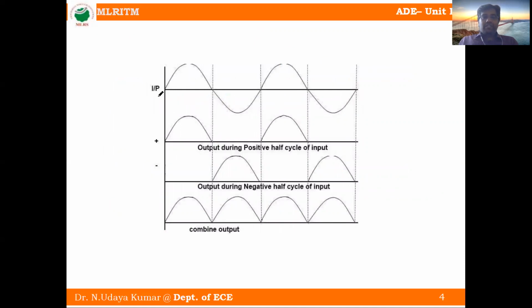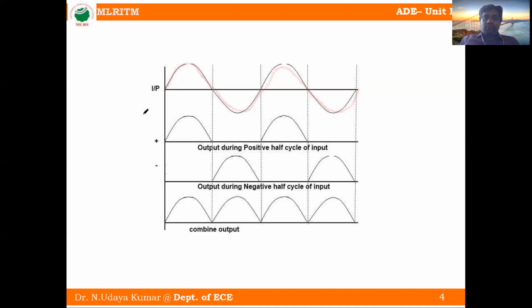You can observe this. This is the input, which is an AC. AC means alternating current. Why is it named alternating? First it is zero, it reaches the positive peak, then it reaches the normal value 0, then it reaches the negative peak, and again the normal value. See, it is alternating. That's why it is called alternating current or AC signal. So the AC signal is the input signal.